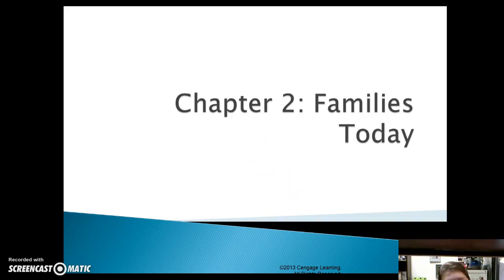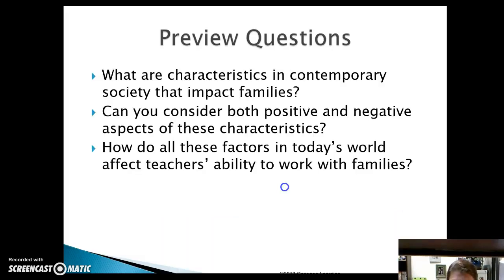We're going to begin this study today by looking at what families are like in today's current society and how we can begin to relate to them. I certainly encourage you to look at these preview questions and think about what the characteristics in contemporary society are that will affect families. How can you consider both the positive and negative aspects of those characteristics? And ultimately, our task is to decide how those factors in today's world affect our ability to work with families.